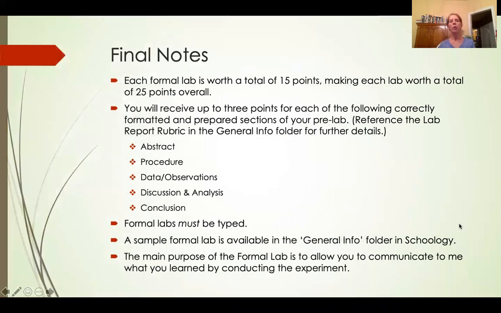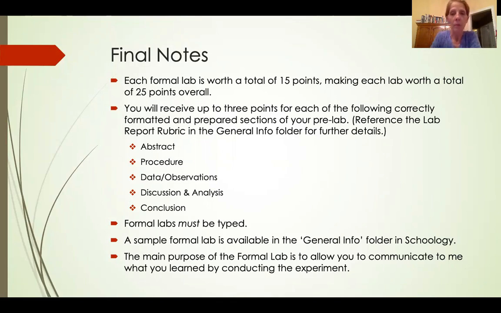All right, and then final notes. Every formal lab is going to be worth 15 points, making each lab, the pre-lab and the formal lab together, worth a total of 25 points. You'll receive up to 3 points for each of the following correctly formatted and prepared sections of your lab: again, an abstract, a procedure, data and observations, discussion and analysis, and conclusion. There is a lab report rubric in the general info folder, which will give you further information about what a 3-point abstract looks like versus a 2-point versus a 1-point. There's a full rubric that should make that very clear to you.